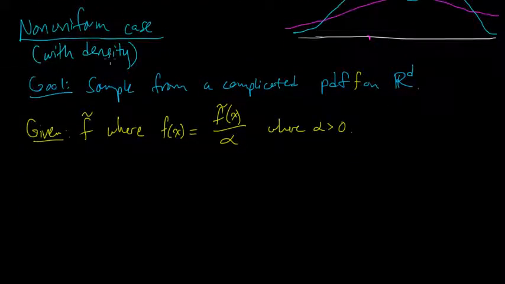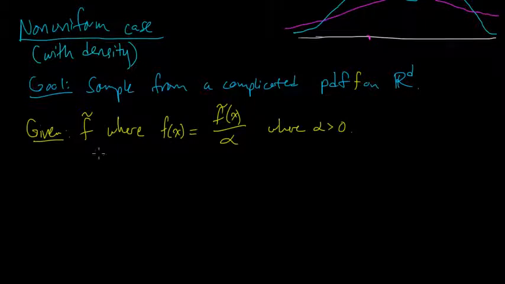And we're going to focus on the case when we have a PDF, a density that we're trying to sample from. But this works for discrete random variables also. So the setup is that we're given this function f tilde, which is proportional to the PDF we want to sample from. F is the thing we want to sample from, and it's some super complicated thing.